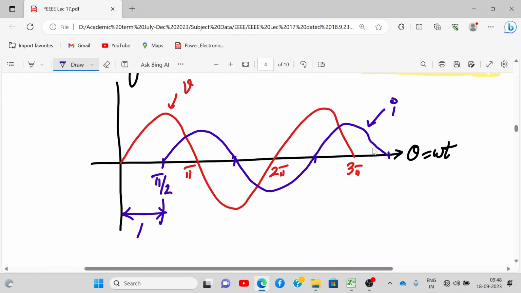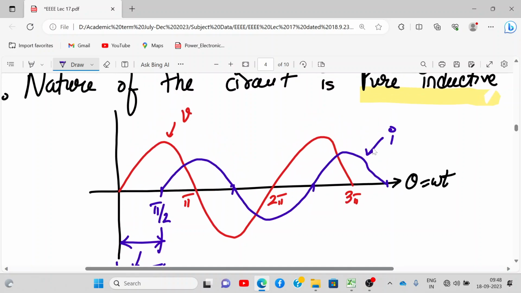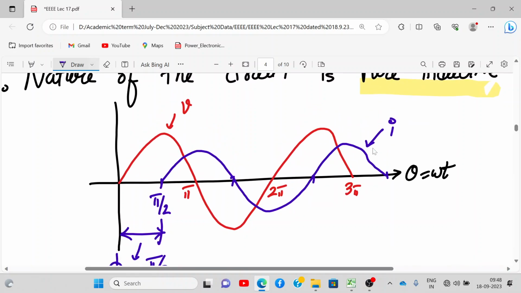And this phase angle is how much? Pi by 2. So these are the current and voltage waveforms in an inductive circuit. So please draw them. Understood? Remember, in an inductor, current lags behind the voltage by 90 degrees, all the way.